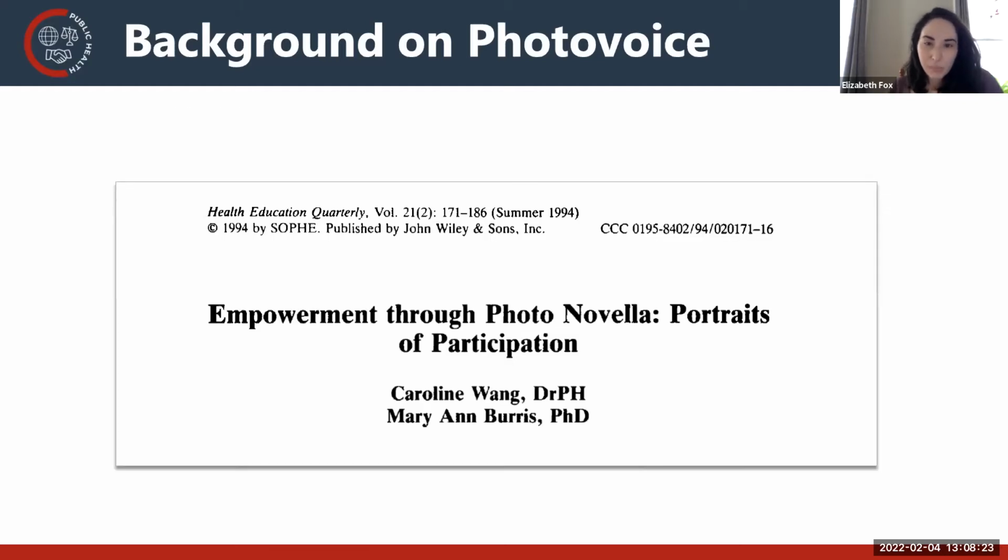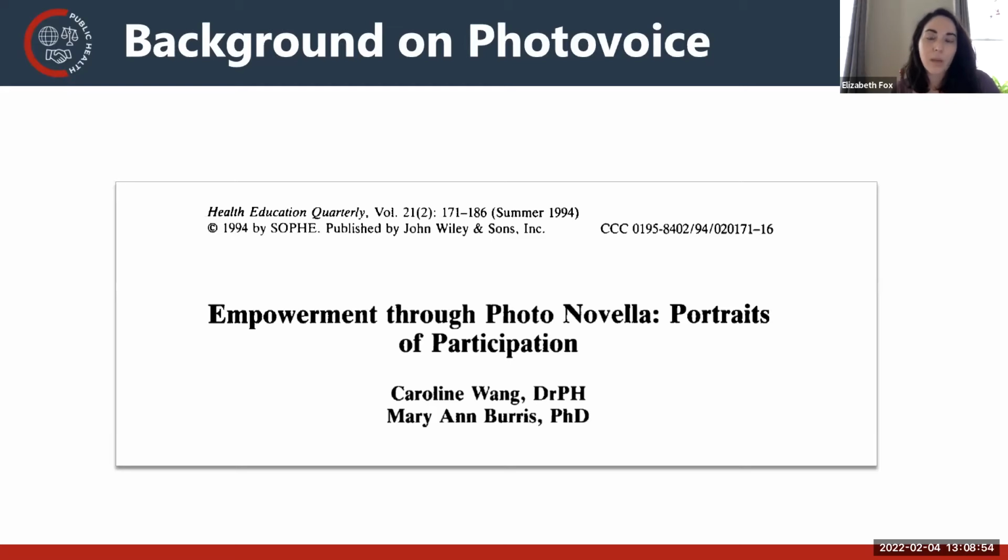So in the original paper, which is shown here, the method was first referred to as a photo novella. Wang and Burris later changed that name to Photovoice a couple of years later to better reflect a process that isn't just about storytelling through photos, but also could be used as a tool for empowerment or mobilizing social change. And that really speaks to the underlying principles of Photovoice. There are 3 that are typically discussed.